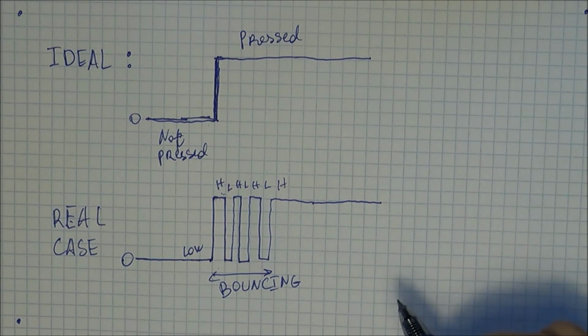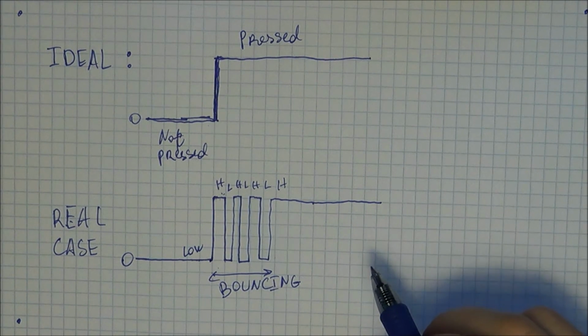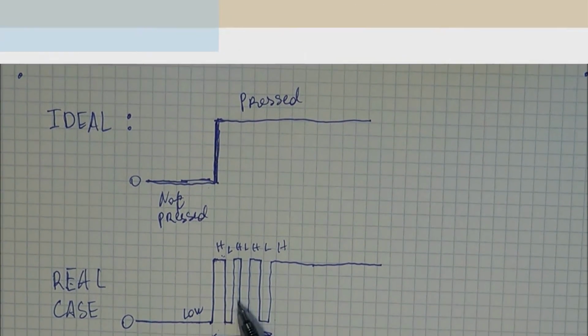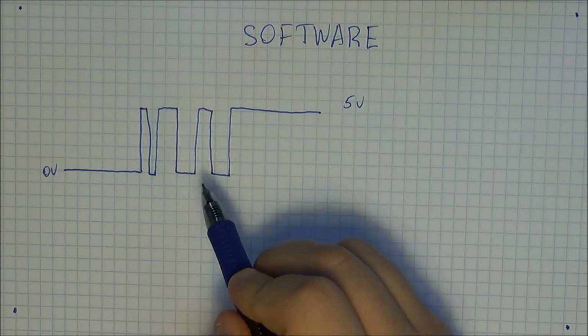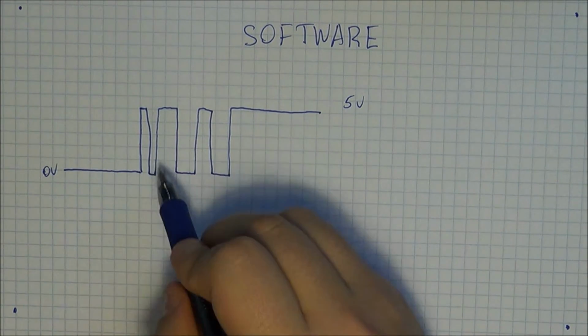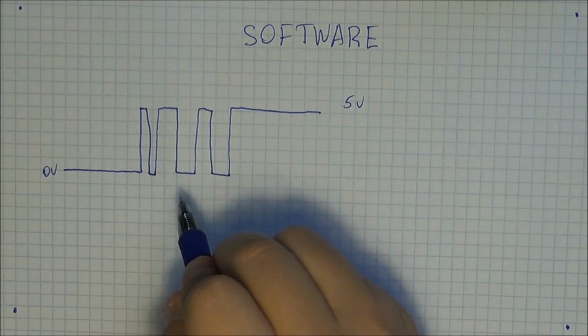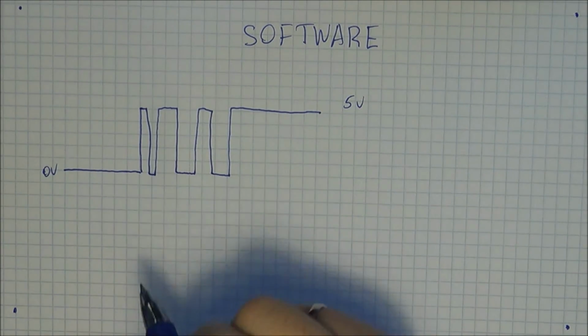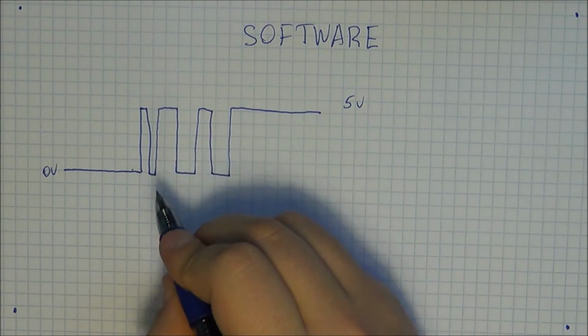So let's take a look at the countermeasures in hardware and software and see how they interact with this case right here. In the case of software, what you want to achieve is that you need to get enough certainty to make sure that it is a logical high, so that a transition happened from 0 to 5 volts.